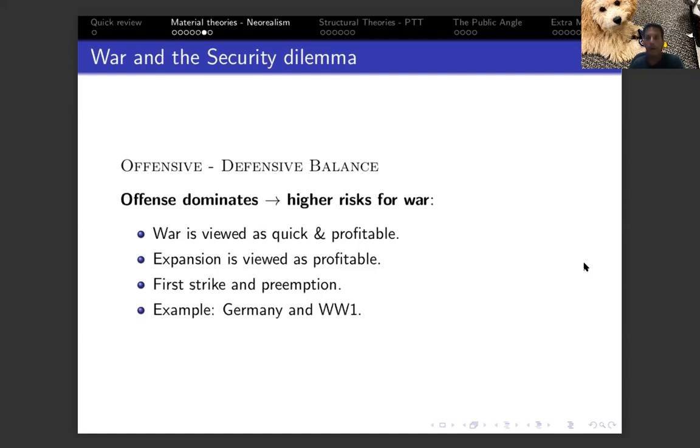An example for that is the origins of the First World War, with respect to the German expansion and having first-strike capabilities back at the time. They had the dominance of the offensive capabilities. They had the first-strike capabilities versus the French and the Russians at the time. And that's part of the explanation for the beginning of World War I, back at the beginning of the 20th century.